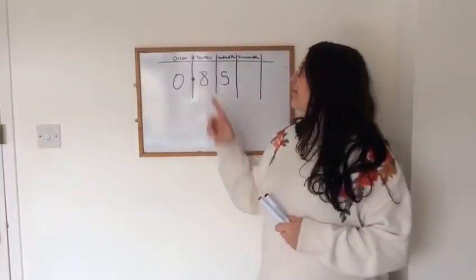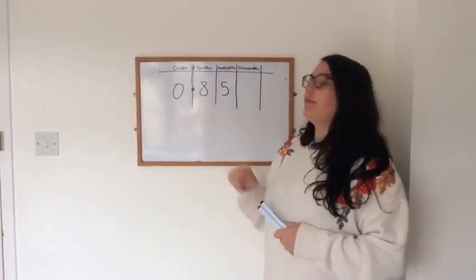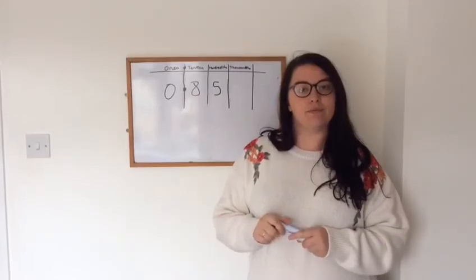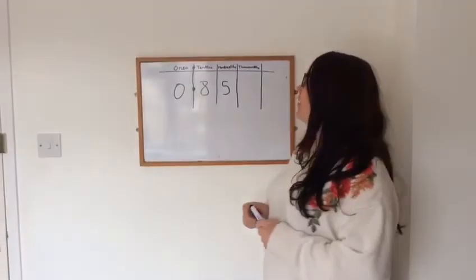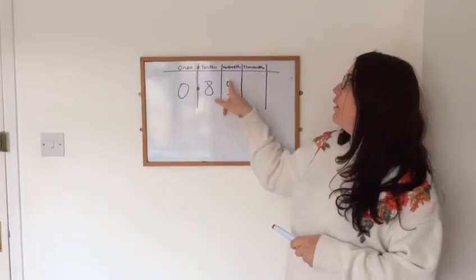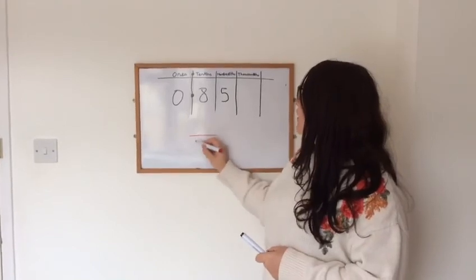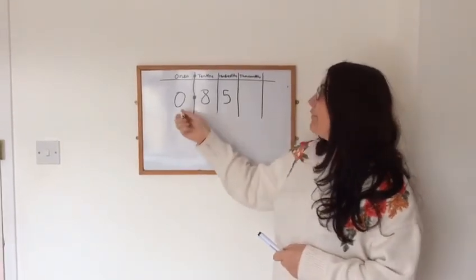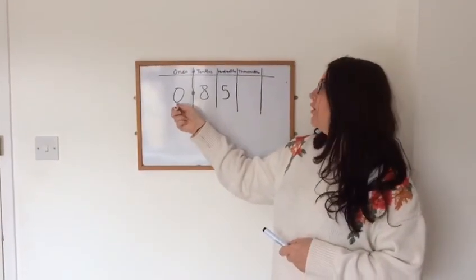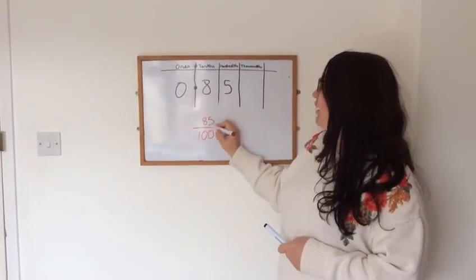Okay, your final decimal to fraction conversion is going to be 0.85. Give it a go. Okay, so 0.85, the last digit we can see is 5, which is in the hundredths column. So we know the bottom number is going to be 100. We haven't got any whole numbers, so it's going to be 85 hundredths.